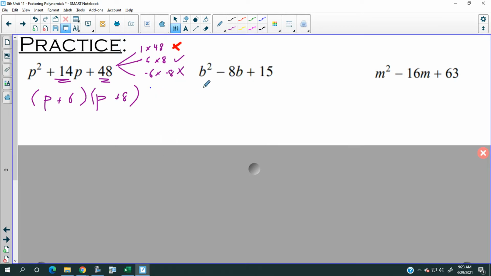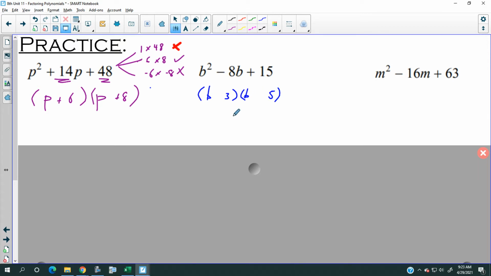For these 2, let me give you the answers. For this one, I'll just say it out loud. I need to get 15, so I could do 1 and 15. That's not going to work. 3 and 5. Yeah, 3 and 5 can make 8, right? So I'm actually going to write 3 and 5 right here, because I pretty much know. I just need to know the sign right now. So you see how I wrote the 2 numbers and left the sign open, right?